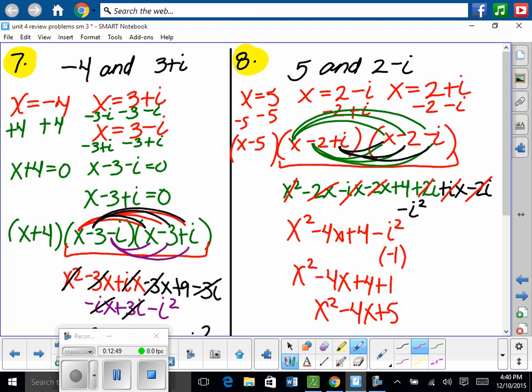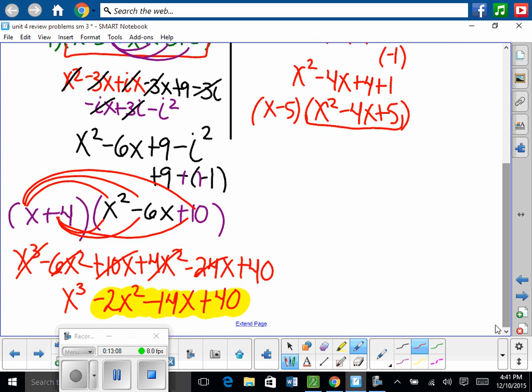So now notice when you multiply these two things together, these conjugates, you do happen to come out with a polynomial that doesn't have any i's. That should be true every time. So if you have some i's left over, something went wrong. So now we've got to multiply that to x minus 5. So then we'll distribute that through correctly.